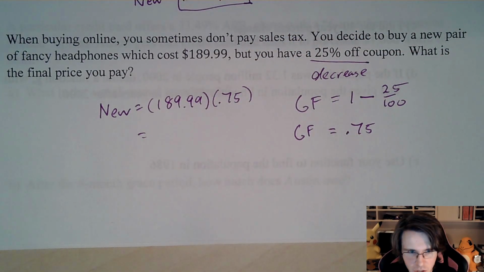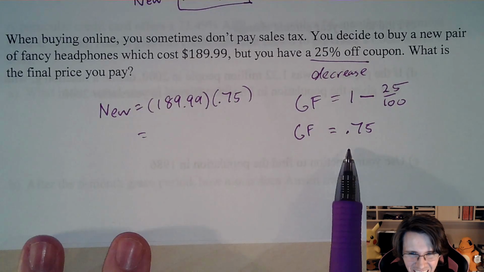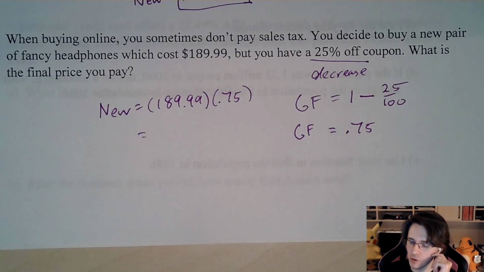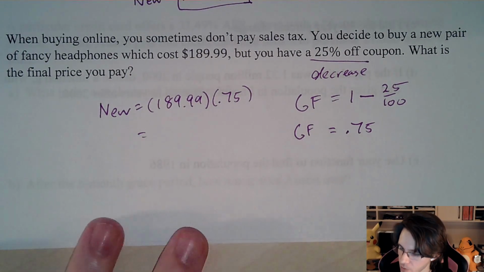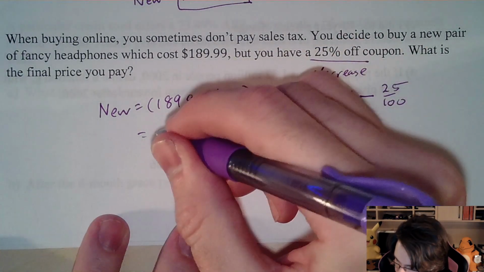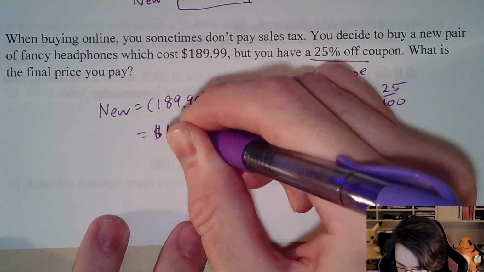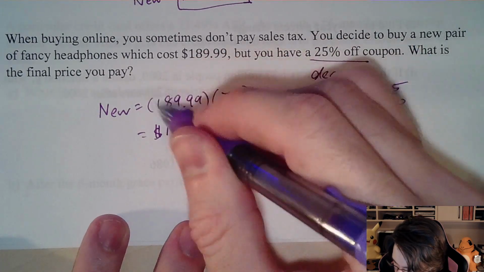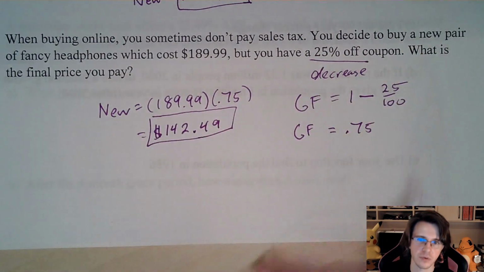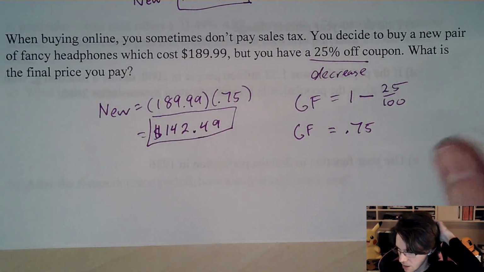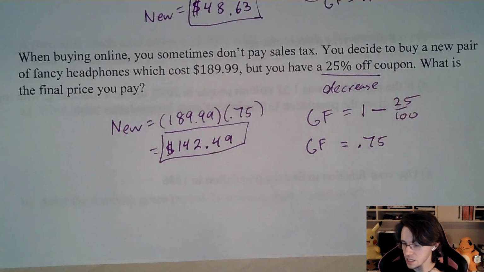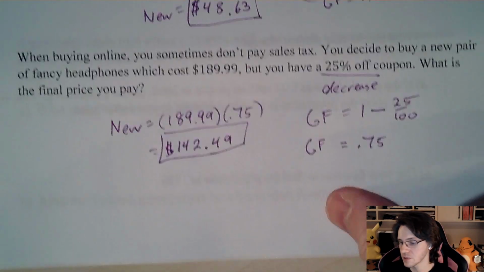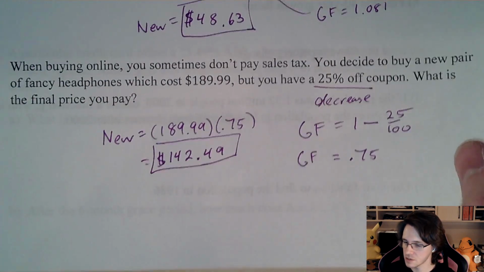As a reminder, I use the word growth factor interchangeably with the other word, decay factor. This is technically a decay factor because it's going down. Remember, the word factor just means multiply, so growth means go up, decay means go down, but not too big a deal. It's the same exact formulas, same exact stuff. Just goes in a different direction. You get $142.49 as your final price for these pair of headphones. Not a bad deal. So in this case, if you were at $25 off versus 25% off, definitely take the percent off. Let's go to the next page.